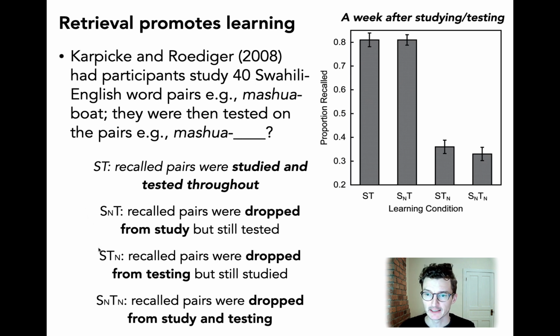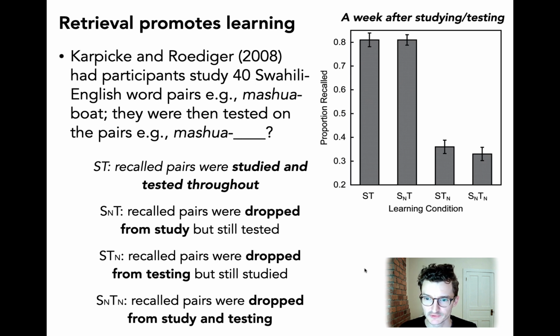In group STN, word pairs that you learned were dropped from testing. So you're no longer tested on this material, you've already learned it, but you can still review it. This is the group that keeps the flashcards, but they're not tested on the material that they've learned. And finally, in the fourth group, group SNTN, once you've learned a word pair, you simply stop studying it and you stop testing yourself on it. A week later, participants in the study were tested on their knowledge of these word pairs.